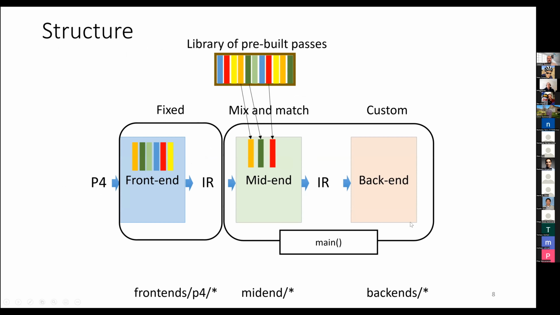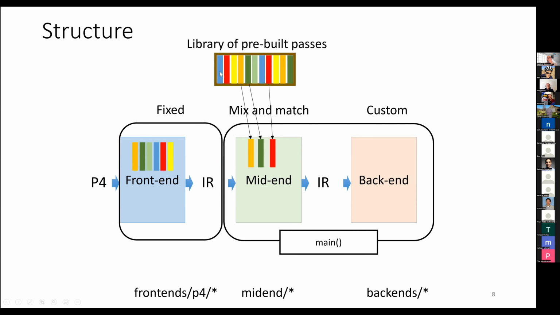So the mid end is actually assembled from a collection of pre-built passes. So you get to choose your own mid end for your target. We can give you some passes. You can write more if you want. And the backend is, we don't know much about it. Now, there's three directories in the compiler source tree: front ends, P4, mid end, and backends, and they correspond roughly to these three pieces of the compiler.